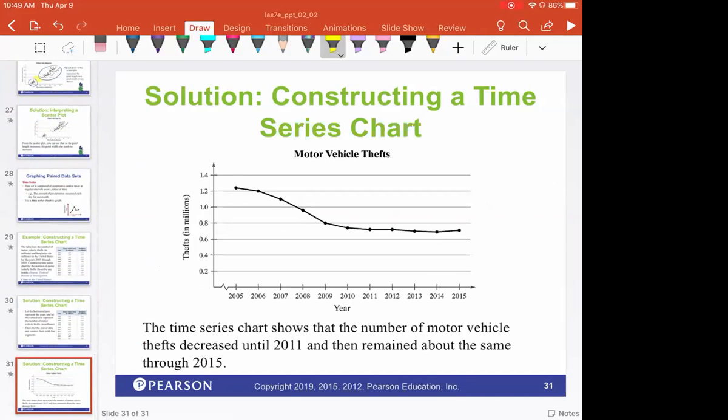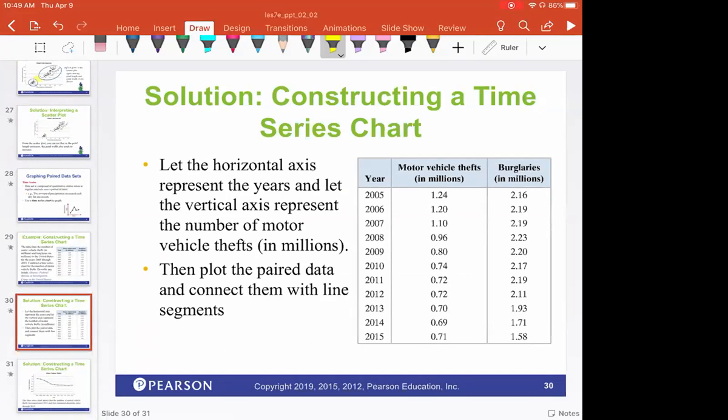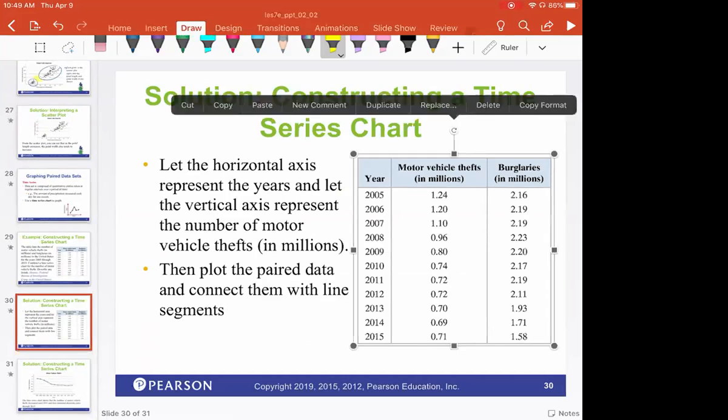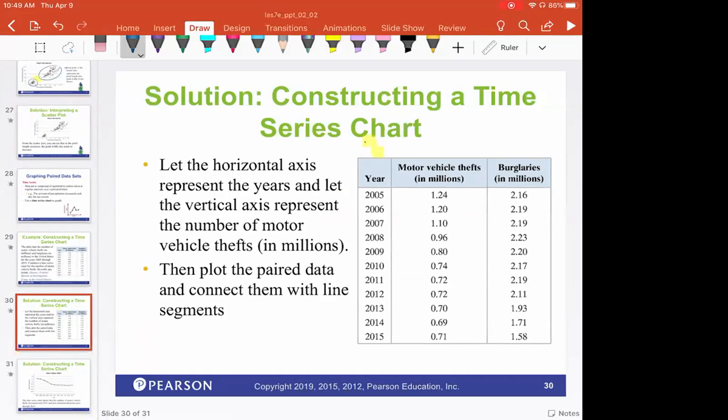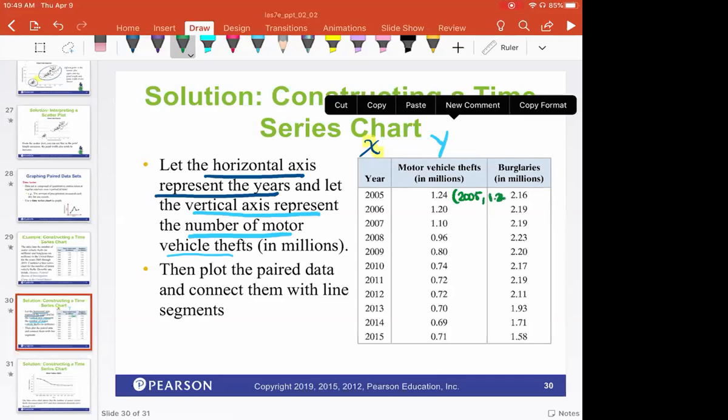So you can go ahead and do what looks like a regular typical graph. To help you out, it says let the horizontal axis be the year. So that's going to be our x. Right. Let the horizontal axis represent the year. And it says, and let the vertical axis represent the number of motor vehicle thefts in millions. So this is going to be our y. So each one of these is going to be a point. Remember we did this in class? So we can let this be a point: 2005 and 1.24.